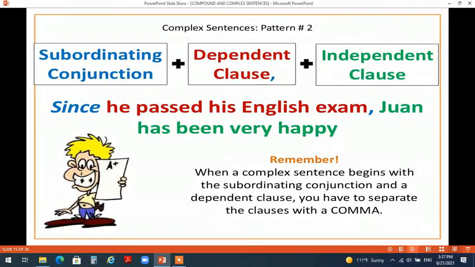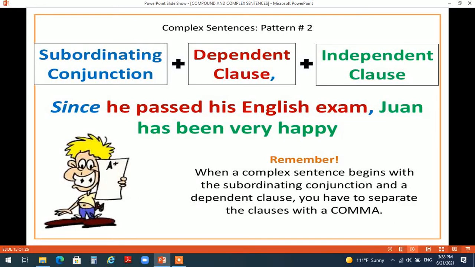Remember here, there is some note. When a complex sentence begins with the subordinating conjunction and a dependent clause, you have to separate the clauses with a comma. You can see here that we have used a comma in this example because we have started the sentence or the complex sentence by using a subordinator. يعني حين نضع subordinator في بداية الجملة المعقدة فلا بد إنه نفصل the two clauses by using the comma. أوكي، كما تلاحظون في المثال أمامنا موجود الكوما. ليش؟ السبب إنه بدينا بالسبوردينيتر.